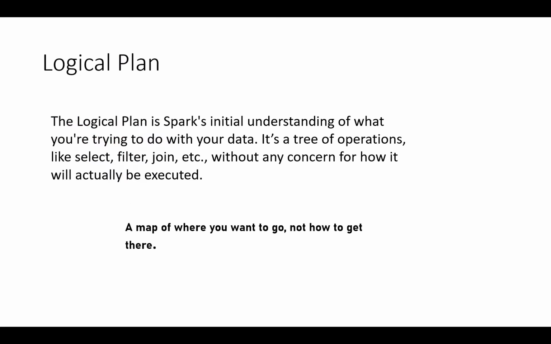So logical plan is the initial understanding that Spark gets from whatever you have written in your code. It understands what you want to do with your data. It's nothing but a tree of operations, whatever operations are there in the code, like select, filter, join. And it does not think about how it will be executed. It is just creating a blueprint. Something like when we want to go somewhere, we refer to a map. The map is not an execution or an actual travel that we are doing, but it's the plan of how we want to get there. So that's what a logical plan is, a blueprint.